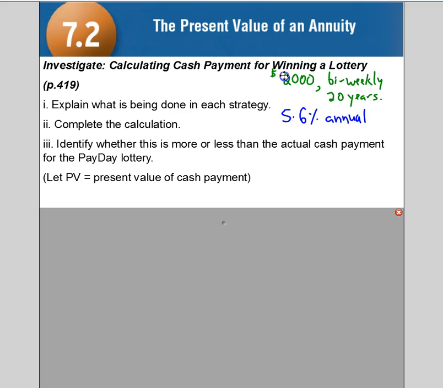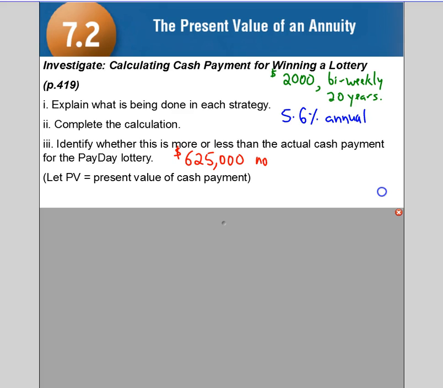There are different strategies which we can explore. In each case, we're going to let PV be the present value of the cash payment. We're going to explain what's being done in each strategy. These are prepared for you. We're going to complete the calculation, and then identify whether this is more or less than the actual cash payment for the payday lottery. We're told that amount in the scenario: the amount is $625,000 given to you now.